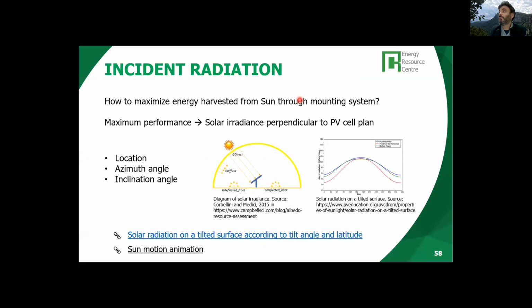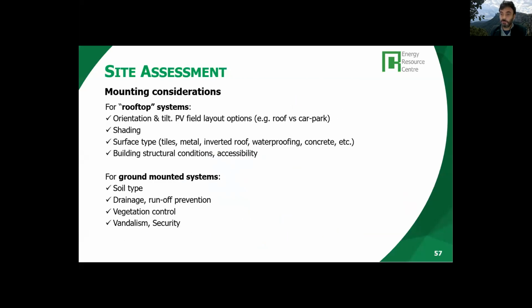Okay, so we were here. Once we have revisited the PV sizing, the calculation of the PV modules, the PV field, we need to look at the structure, the mounting system. If it is a rooftop system, we need to think about orientation and slope. How is this PV system going to be installed?